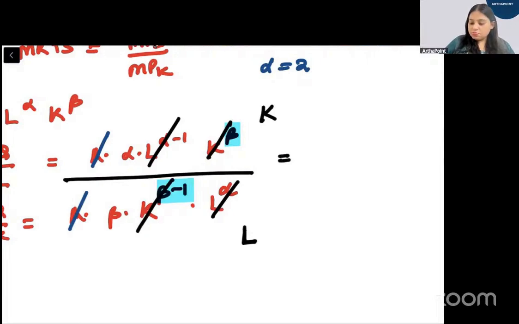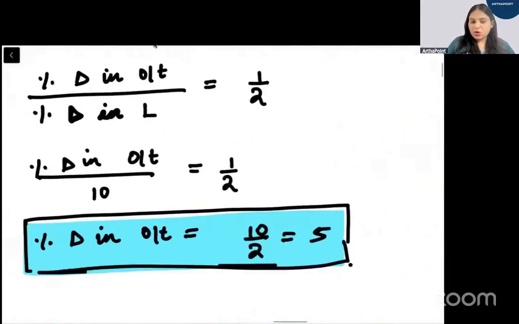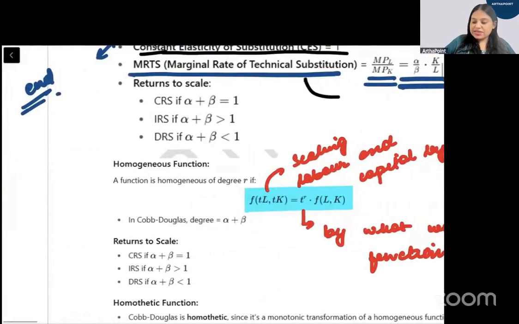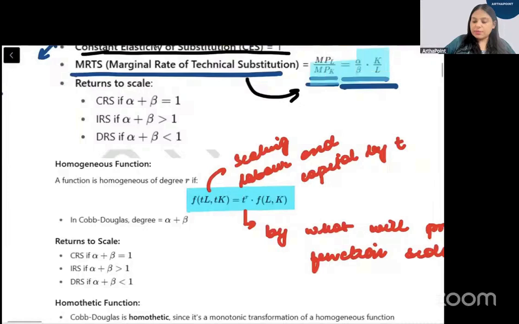So हमारा जो MRTS आएगा, that will be alpha by beta into K by L. That will be the slope of this production function. So we can say that the slope of the production function, MRTS, will be alpha by beta into K by L. ठीक है बेटा, इसके बारे में मैंने पहले ही बात कर दी है that if alpha plus beta is 1, then you have constant returns to scale. If it is more than 1, increasing returns to scale. And if it is less than 1, decreasing returns to scale.